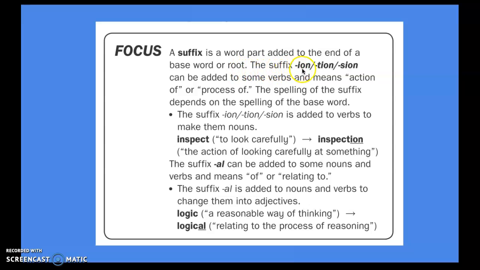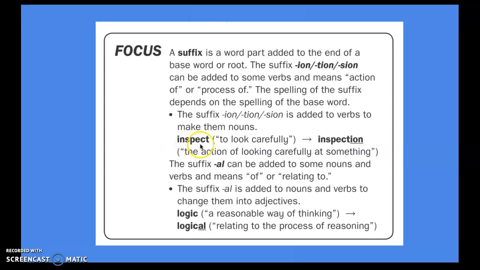The suffix ion, tion, sion can be added to some verbs and means action of or process of. The spelling of the suffix depends on the spelling of the base word. The suffix ion, tion, sion is added to verbs to make them nouns. So we're going to start with a verb and we're going to add the suffix and then we're going to get a noun. So let's look at this example.